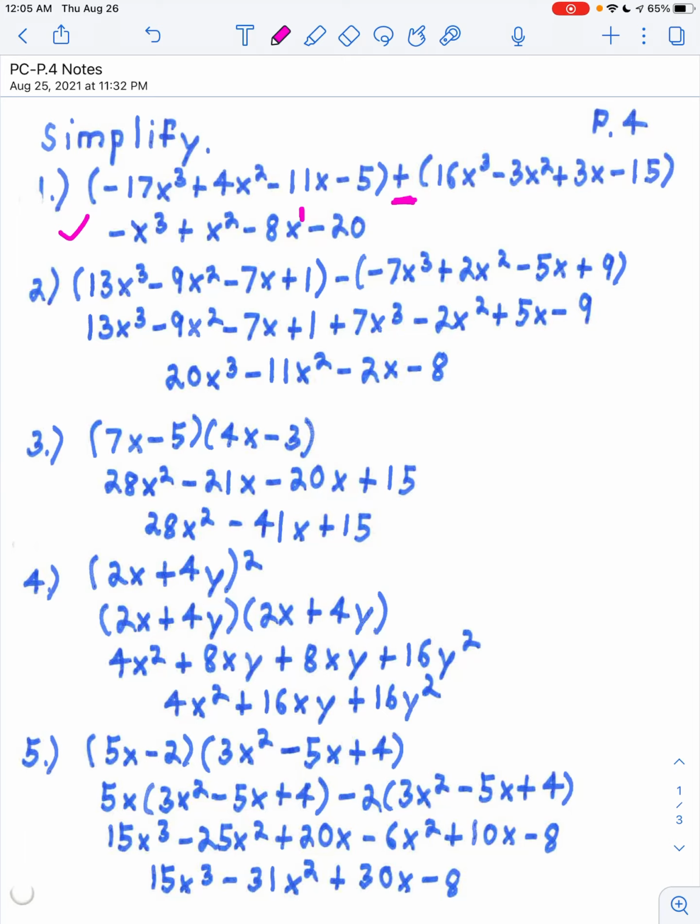So that's adding polynomials. And you've done this before in Algebra 2, so it's not really that difficult.